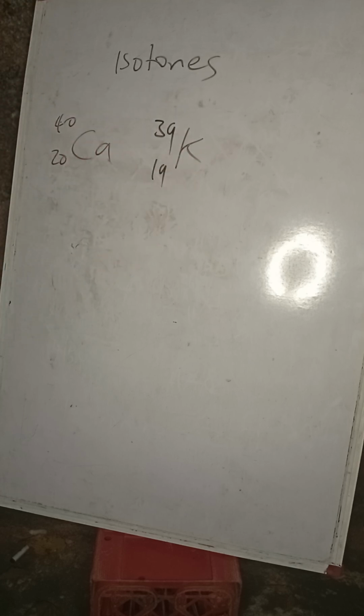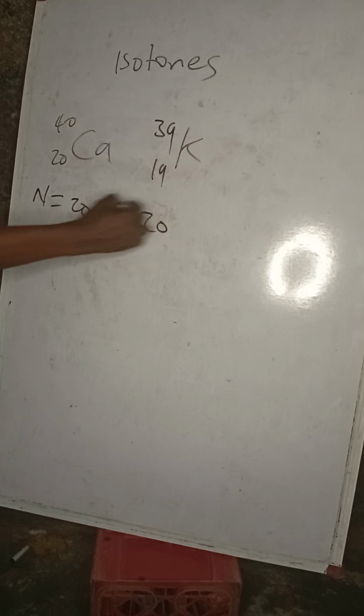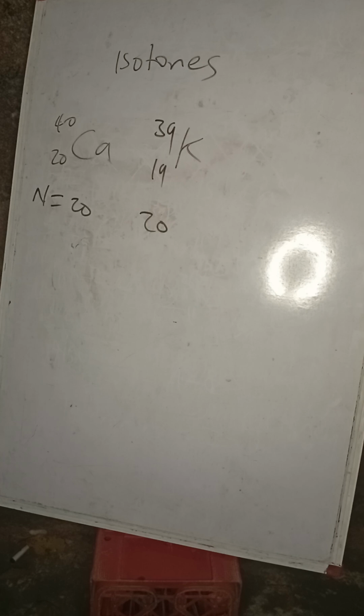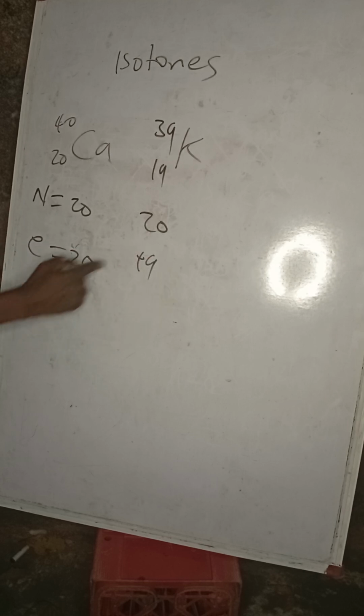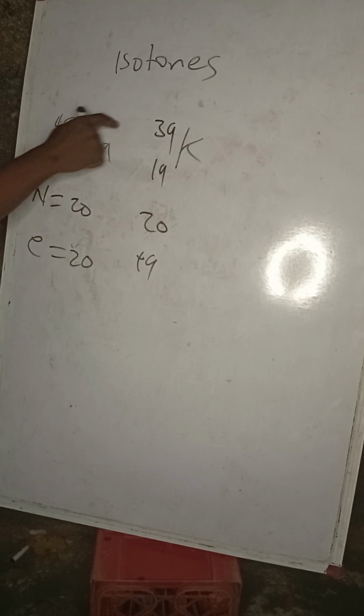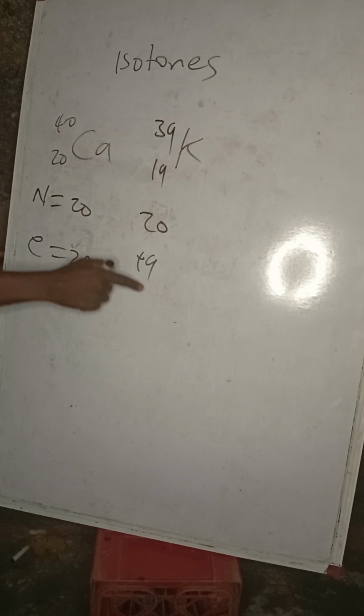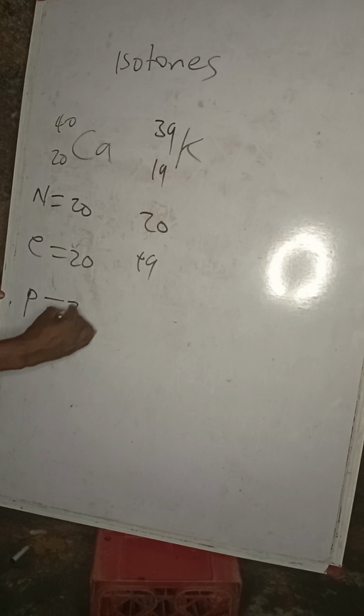So what is the number of neutrons here? The number of neutrons here is 20. The number of neutrons here is also 20. Because they have the same number of neutrons, they are said to be isotones. Isotones have the same number of neutrons, but different numbers of electrons: electrons here is 20, here is 19, because there is no charge. Protons here are also 20 and 19. But basically, they have the same neutron number, so they are said to be isotones.